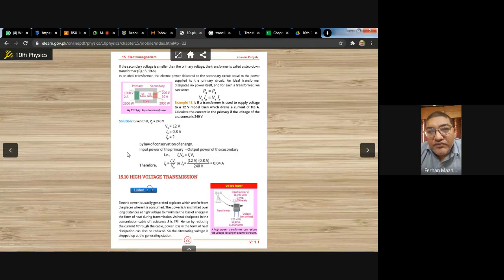So you see, IP will be equal to IS value, 0.8 amp, multiplied by VS, 12, divided by the 240 volt, and the final answer, if you do the calculation, will be 0.04 amp.